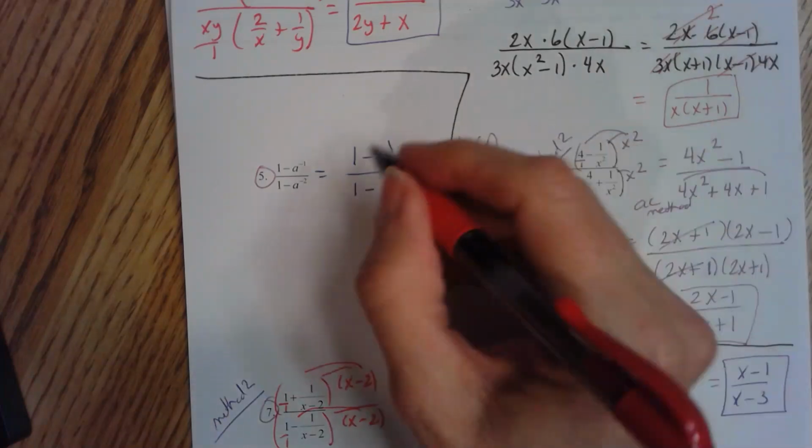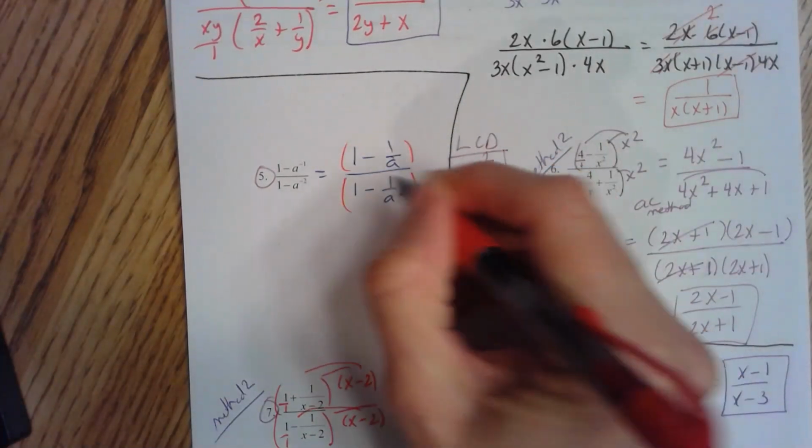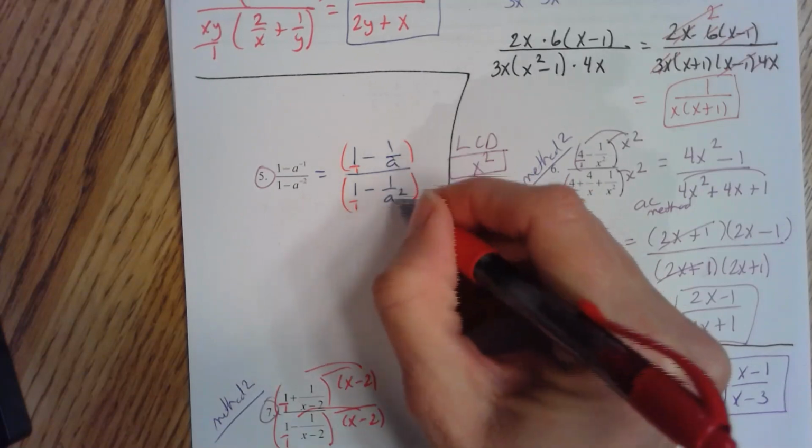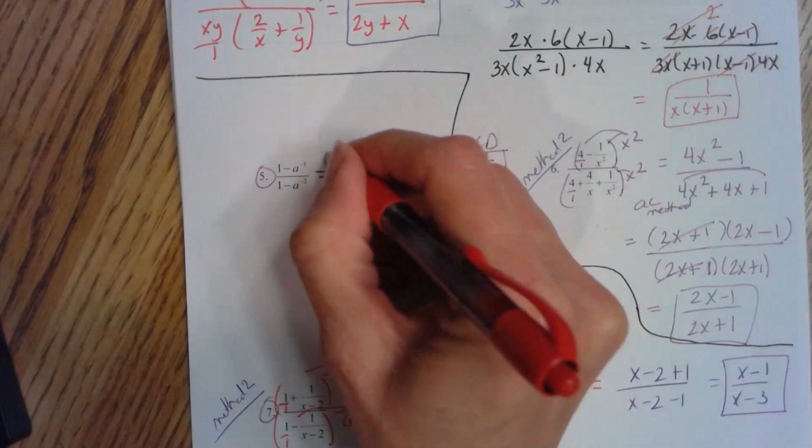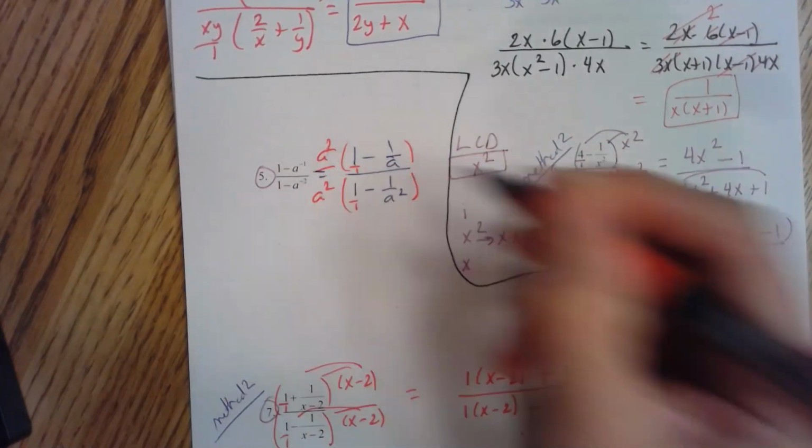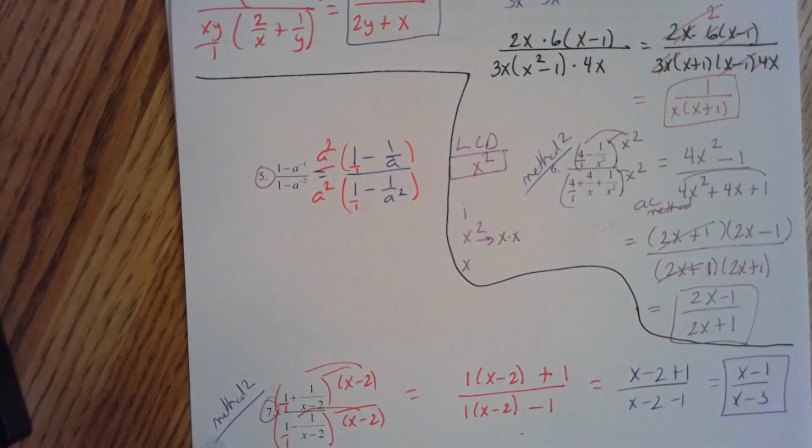What is the LCD for all our denominators? Our denominators are 1, a 1, an a, and an a squared. So the common denominator would be a squared. So we'll multiply every term by a squared.